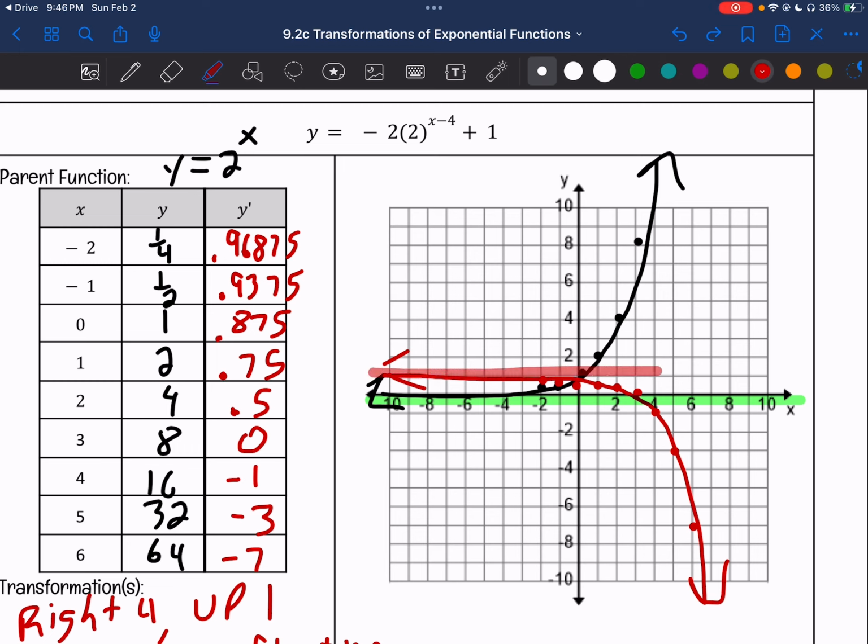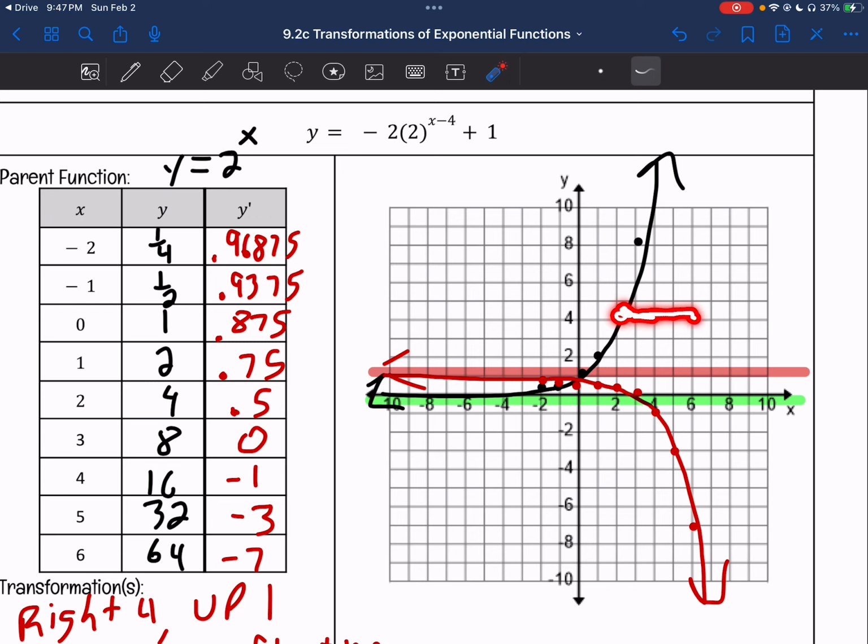So our new asymptote is at y equals 1. So let's go through all of these things that have happened. We started off at, let's pick that point of (2, 4). This point right here. What we start by doing is we are going to shift it to the right 4. So we're going to go 1, 2, 3, 4.